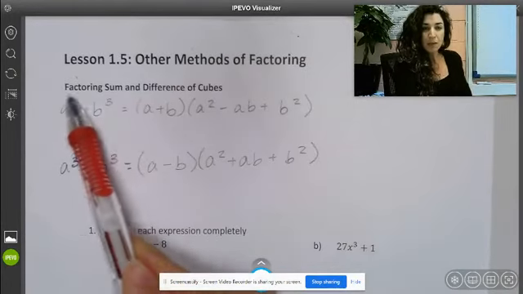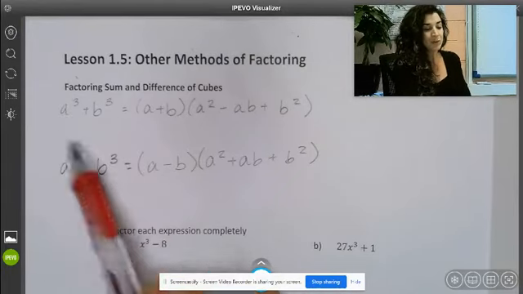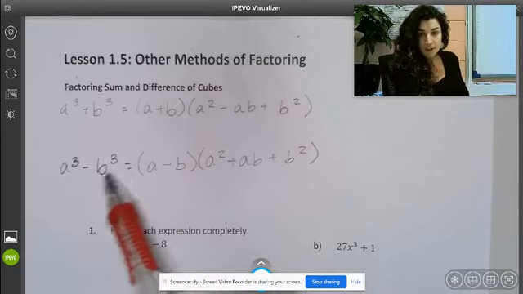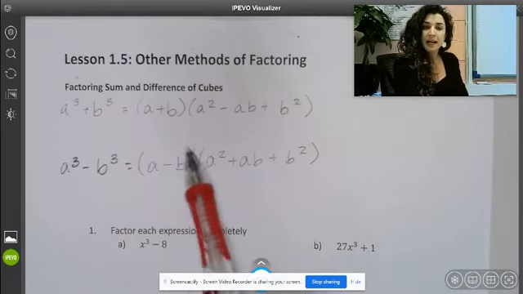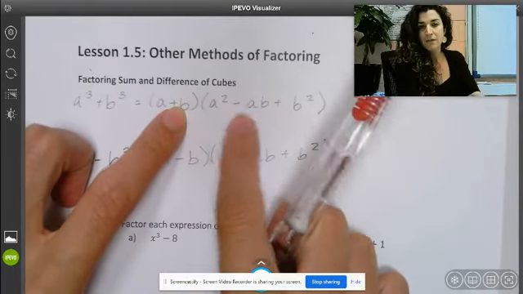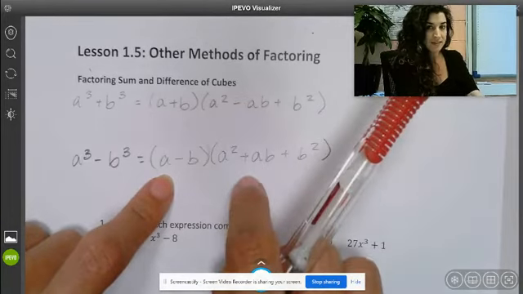So as a recap, if it's plus with your original, if it's a sum of two perfect cubes, then your first parentheses will also be a sum. If it's a difference of two perfect cubes, then your first sign will be a difference between the two terms, and then it's just the other sign for this middle term. So then this will be minus, and then this will be plus.